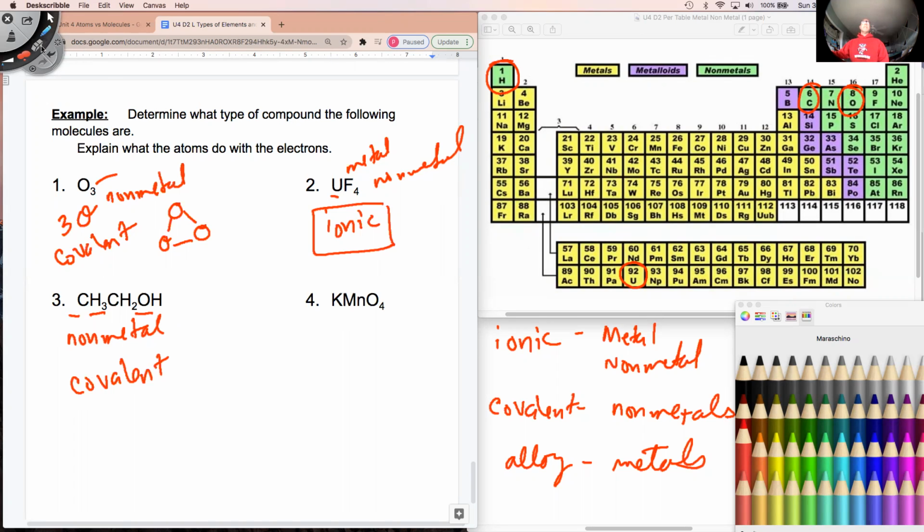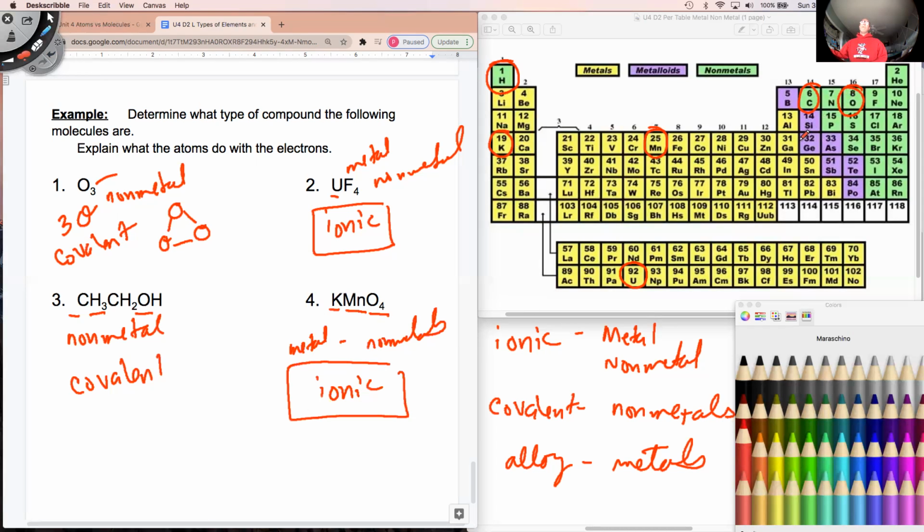All right? This last one, we have potassium. So let's find potassium. Potassium's right over here. We have potassium right here. I probably shouldn't use green, let's get rid of that because that's one of the colors. We'll just go back to red. So we have potassium, which is a metal. And then we have manganese, which is a metal. And then we have oxygen over here, which is a non-metal. What kind of compound is that? Well, we have metals mixed with non-metals, which is going to mean we have an ionic compound.